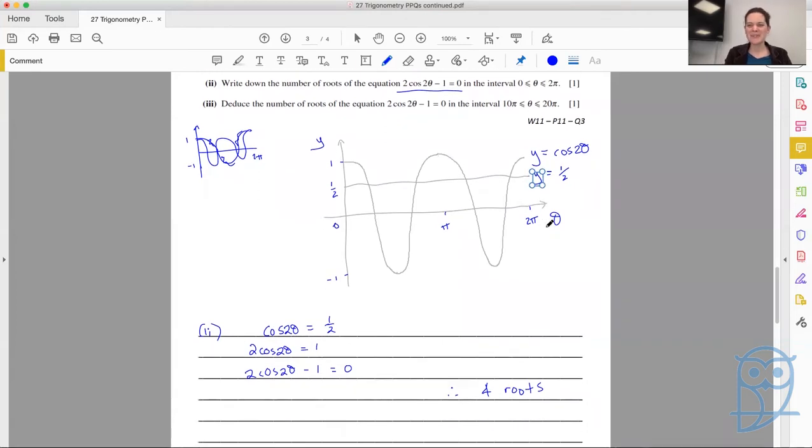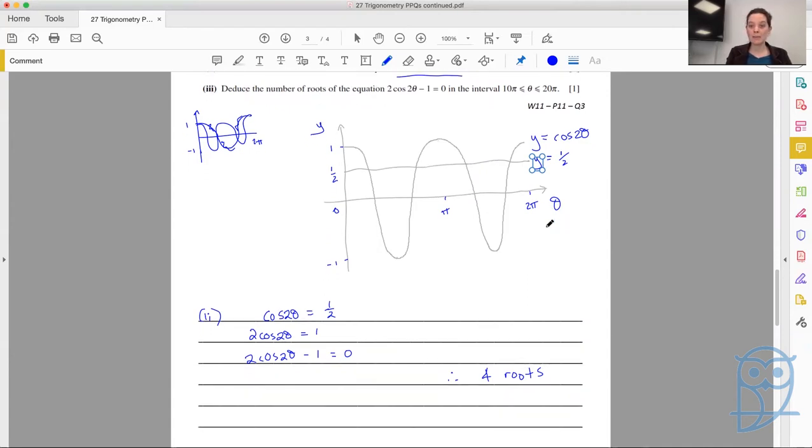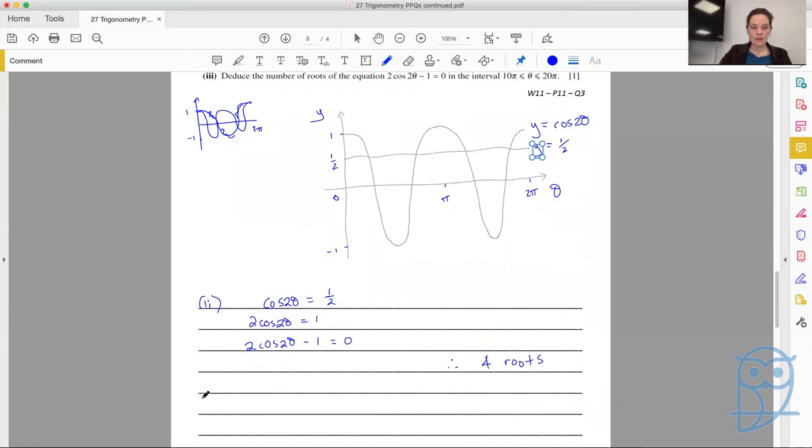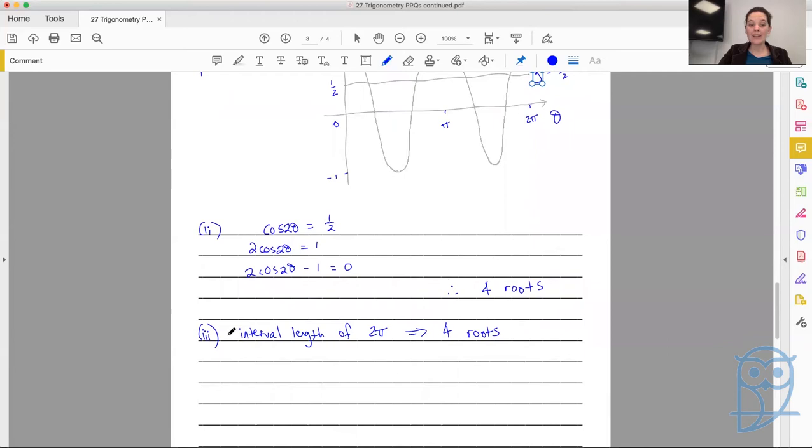Next question gets more fun because it asks us to use our brain. Deduce the number of roots in the equation 2 cos 2 theta minus 1 equals 0, same equation, in the interval from 10 pi to 20 pi. So, we know that in an interval length of 2 pi, we have 4 roots. Now 10 pi to 20 pi is an interval length of 10 pi.